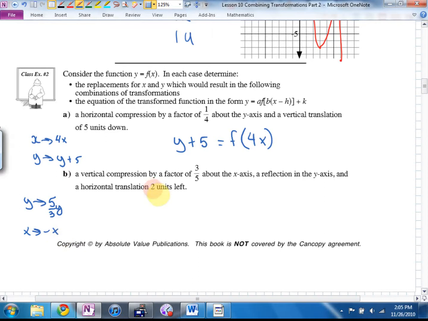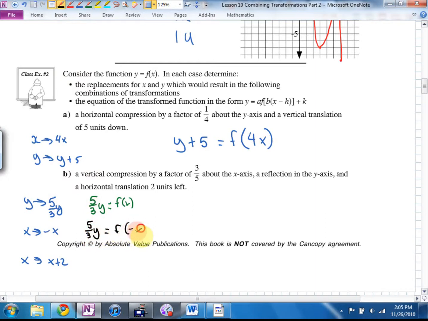That's replace x with x plus 2. Everything's backwards. Do you notice this time I have 2 x things? I'm going to go in 3 steps, step by step. So the first one would look like this. 5/3 y equals f of x. But that's not my final answer. I would replace x with negative x. That would look like this. 5/3 y equals f of negative x.